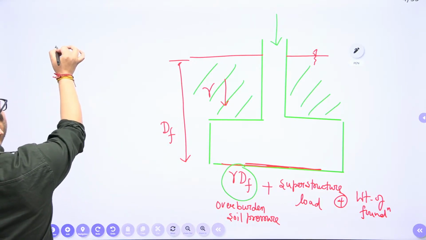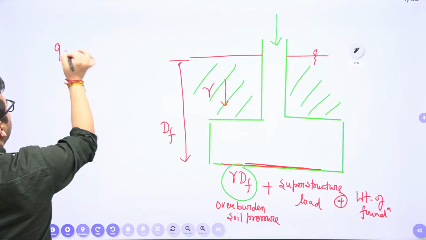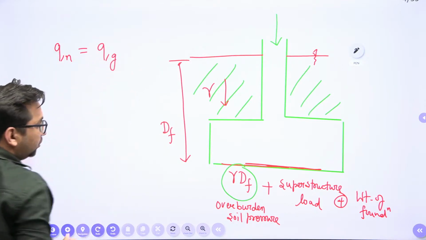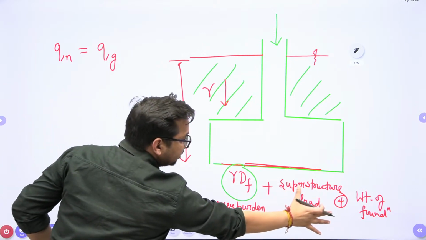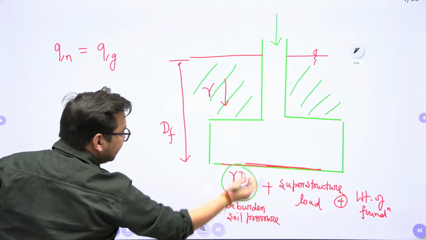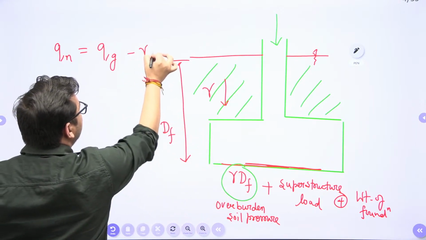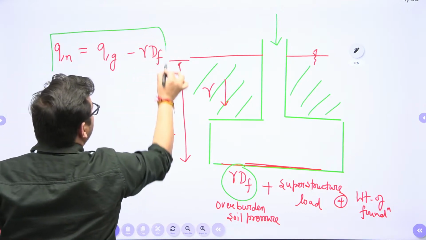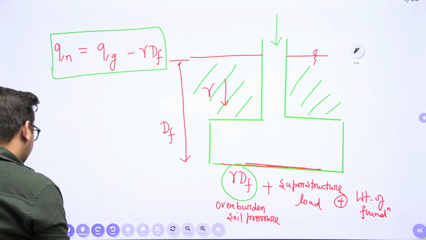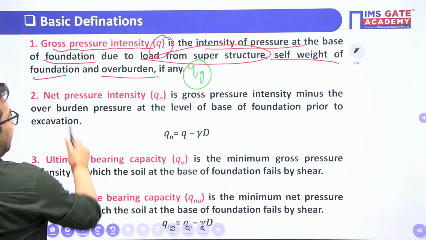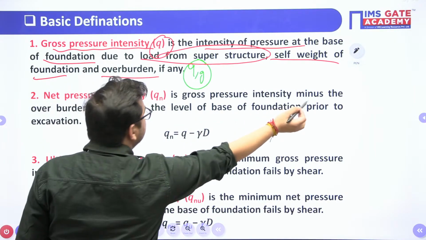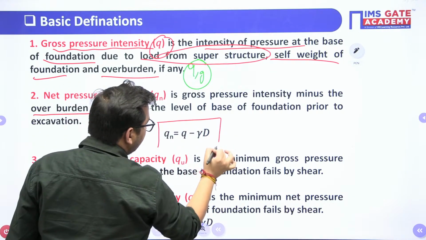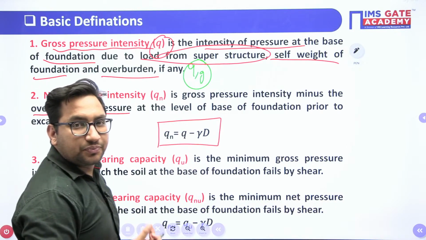So I can say if net pressure is Qn and gross pressure is Qg, so Qg is due to overburden pressure, superstructure load and weight of the foundation. If I subtract this gamma Df value, that is the stress due to this overburden pressure, what I will get? I will get the net pressure value, right? So here you can see net pressure intensity is the gross pressure intensity minus the overburden pressure, right? So it will be given as Qn is equal to Q minus gamma into Df, right?